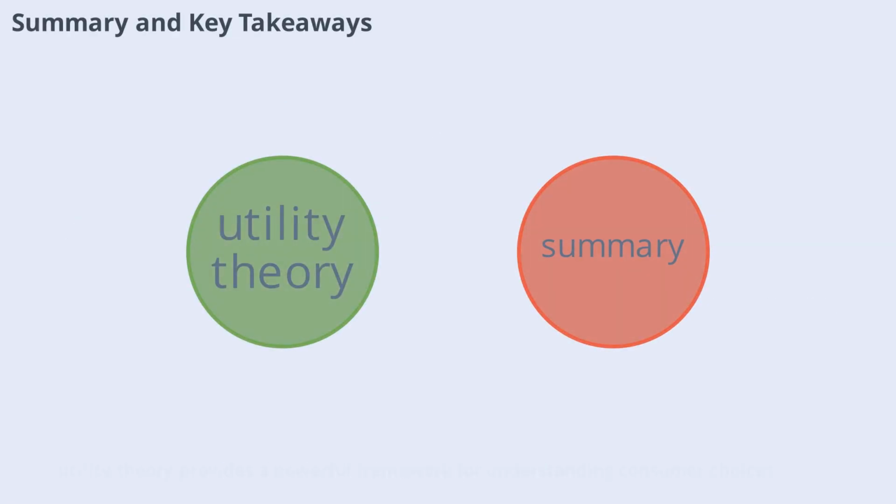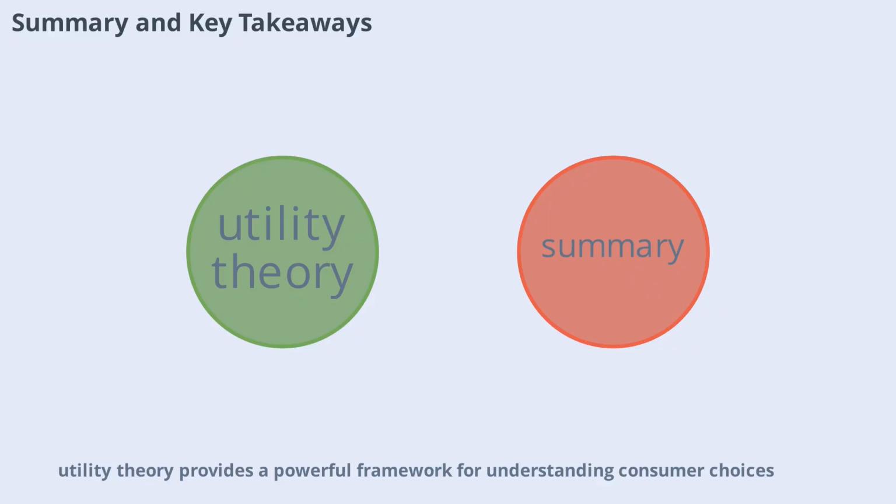Wrap up: utility theory provides a powerful framework for understanding consumer choices. By distinguishing between total and marginal utility and recognizing the law of diminishing marginal utility, we gain insight into why people make the decisions they do.